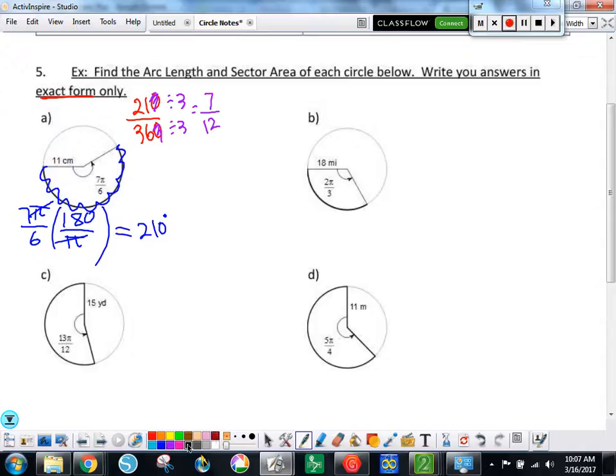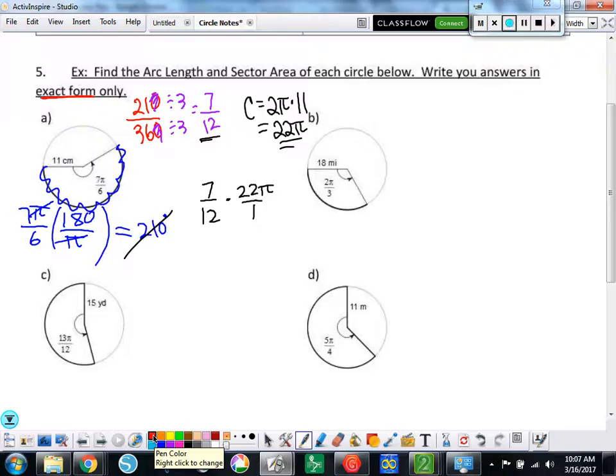Now what do I do with my first fraction? I need to find the circumference first, right? Circumference equals 2 pi times 11. So that's 22 pi. We don't need this anymore, right? So I take this guy, I multiply them together. Then we reduce it. What goes into 22 and 12? 2. Make that an 11, make that a 6. Anything else? Okay, so then I multiply the top.